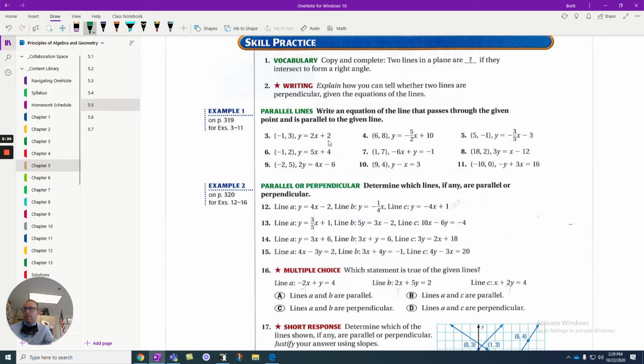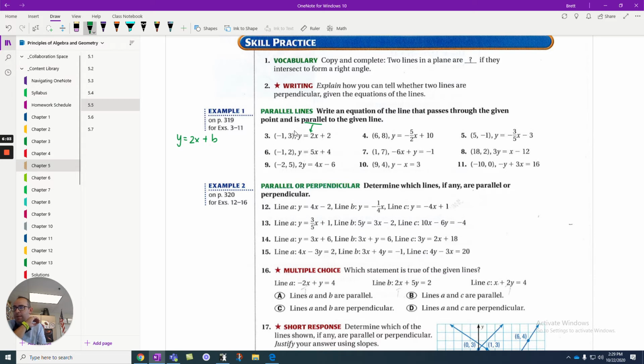Let's start with this very first problem. It says that we want to use the information given to create a parallel line. So on question number 3, we have y equals... I know that the slope must be the same for it to be parallel. So I'm going to have a 2x here plus the thing I don't know, which is b.